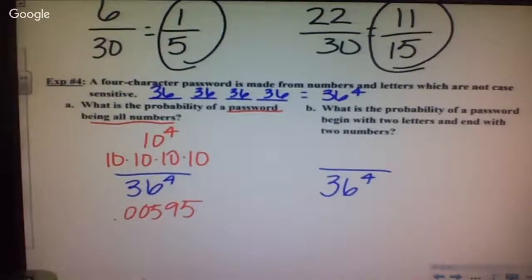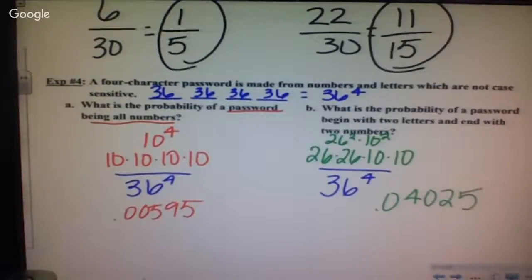Okay, over here, I now want my password in the top to begin with 2 letters and end with 2 numbers. So I want letter, letter, which looks like what? 26, 26. Then I want number, number. 10, 10. So you could also write this as 26 to the 2nd times 10 to the 2nd. And then you would divide it by 36 to the 4th. This one comes out to be 0.04025.